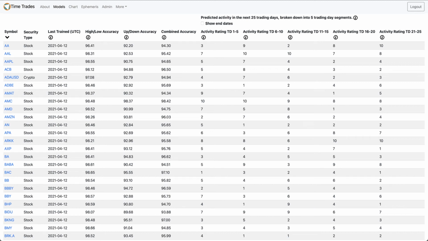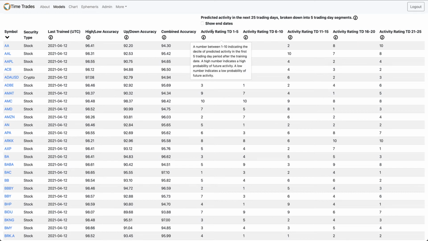I want to show you how I use Time Trades to identify a couple of setups this morning. I'm here on Time Trades and I'm in the models screen, and on the models screen I can see a list of all of the models that are in the system, and more importantly I can see a breakdown of the forecast activity in each of these models over the coming trading days.